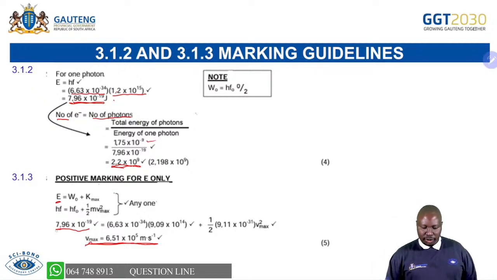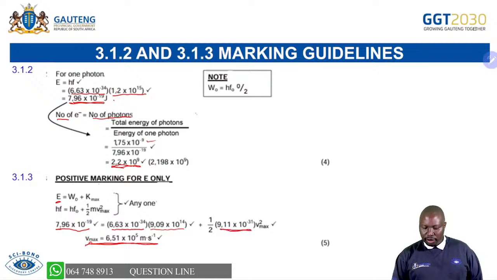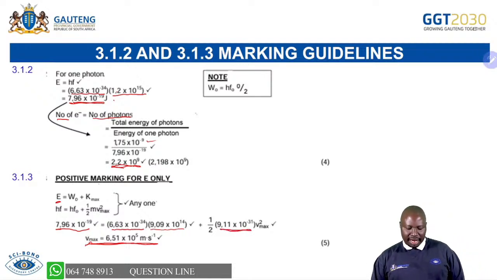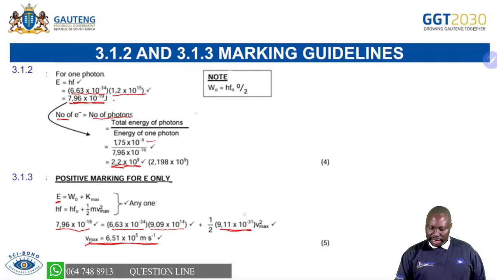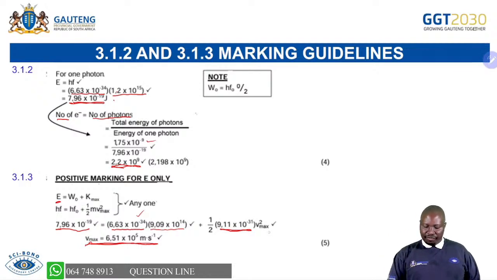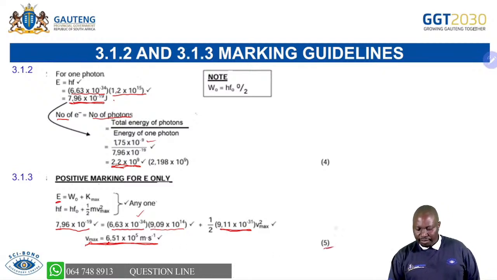So it's important that you are able to substitute the energy of a photon, and then you know Planck's constant is 6,63 times 10 to the power of minus 34, and then the threshold frequency is 9,09 times 10 to the power of 14, and the mass of an electron is 9,11 times 10 to the power of minus 31. This is important because you are getting it from the constants in your data sheet. So the mass of an electron is a constant, Planck's constant is a constant, the rest is what we are given. You are able to substitute. Then you are looking for v squared, so you take the square root, and you get your v max as 6,51 times 10 to the power of 5 meters per second. Then you got your 5 marks and your 4 marks.